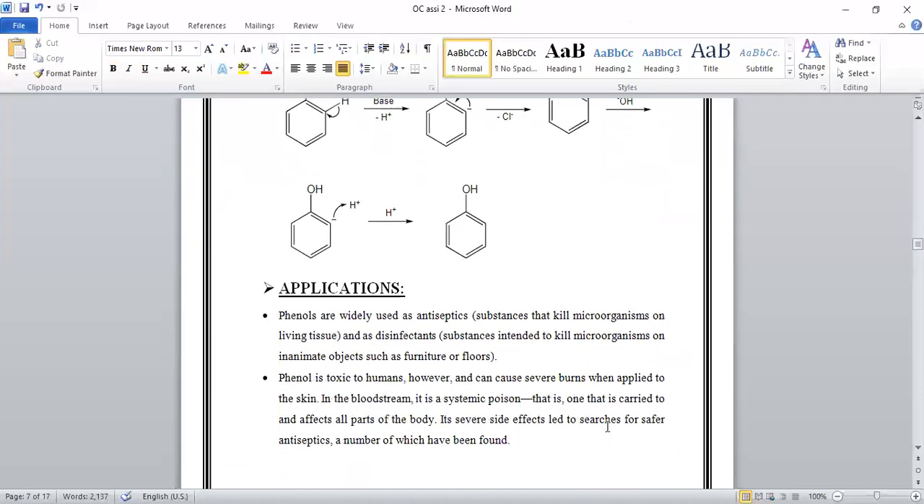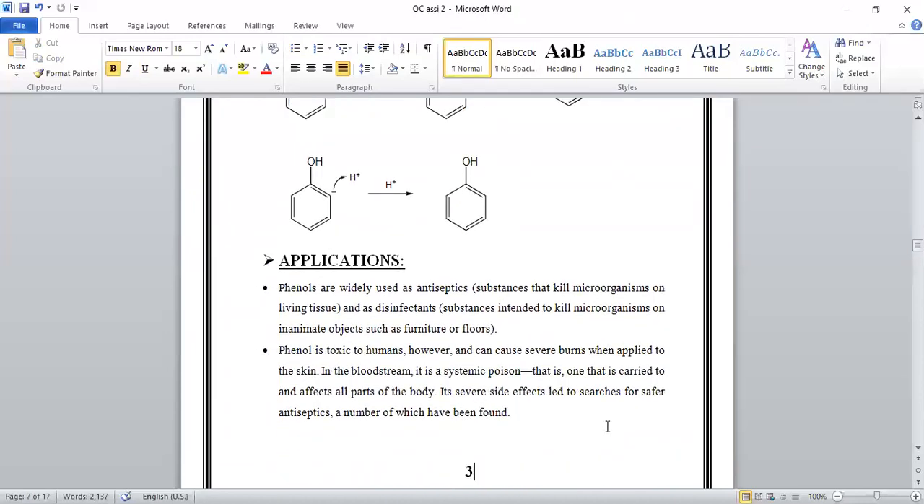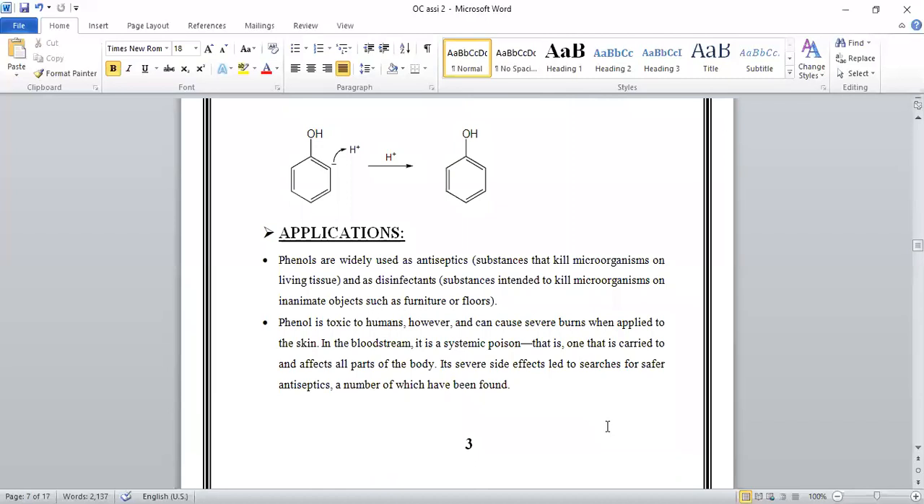Then the applications. Phenols are widely used as antiseptics and in disinfectants. Phenol is toxic to humans, however, and can cause severe burns when applied to the skin. In the bloodstream, it is a systemic poison, that is, one that is carried to and affects all parts of the body. Its severe side effects led to the search for safer antiseptics, a number of which have been found.